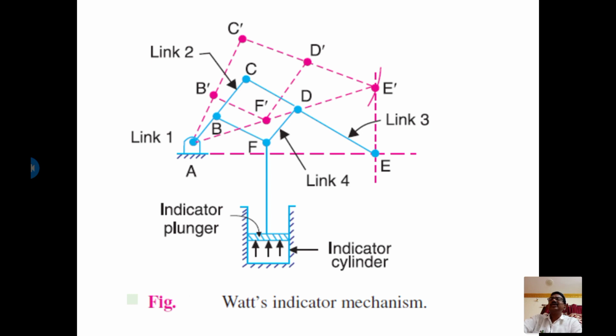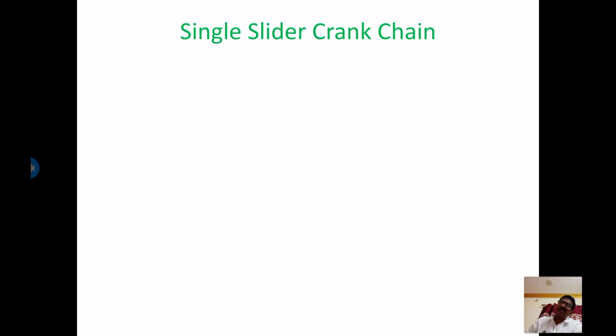So as the link AC is rotating, then it reciprocates the BFD. Now E will move along a straight line. This is the 4-bar mechanism. One of the inversions of the 4-bar mechanism is Watt's indicator mechanism, or approximate straight line mechanism.